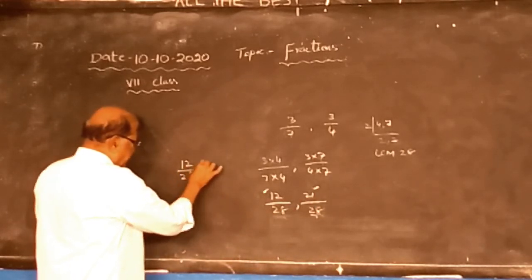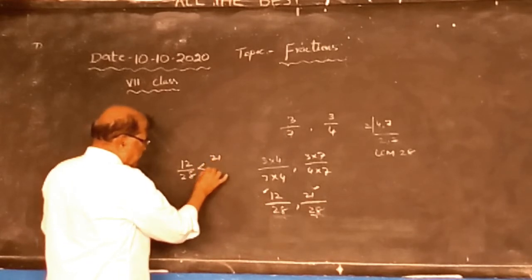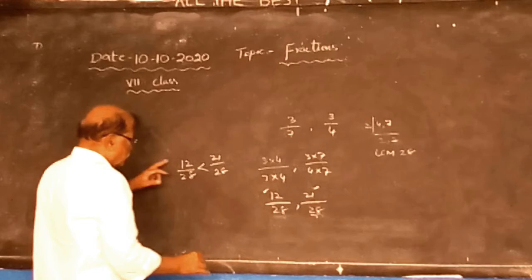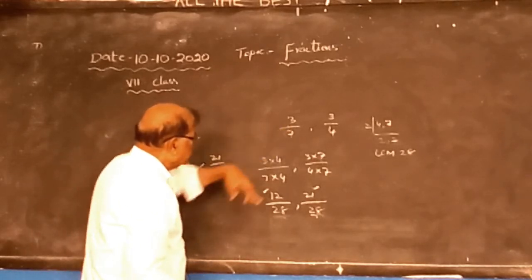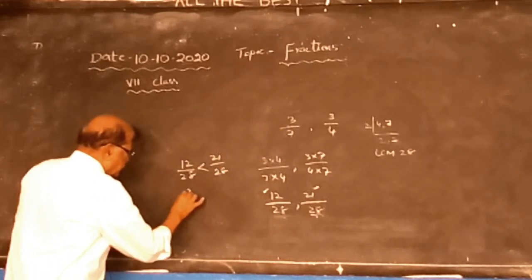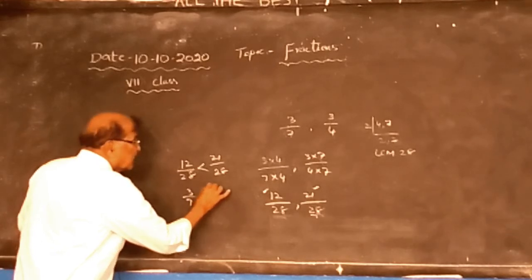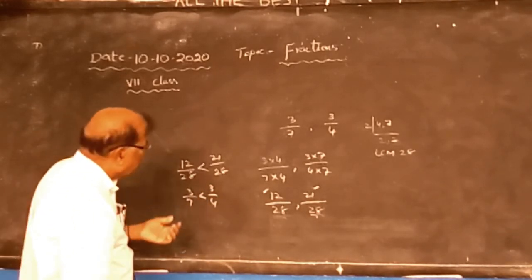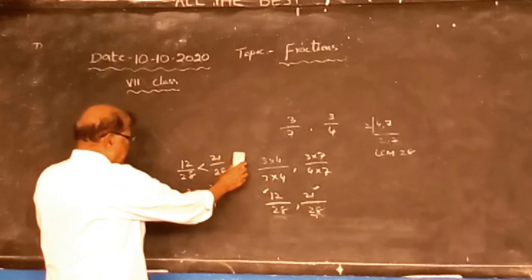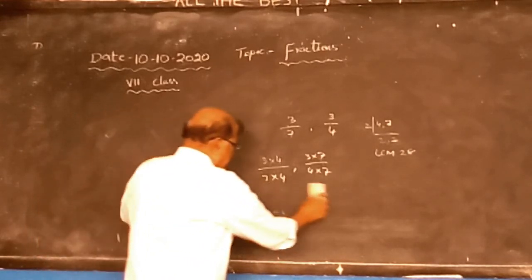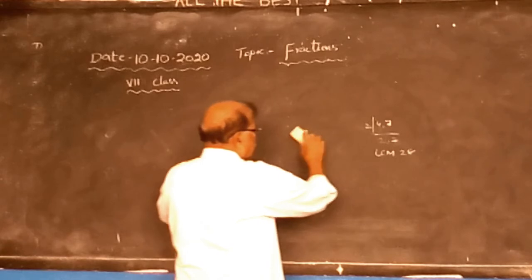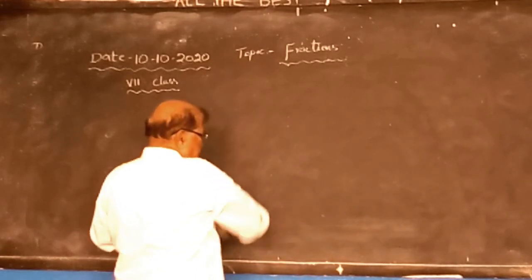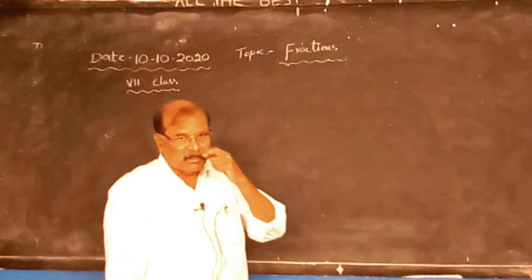12 by 28 is less than 21 by 28. So 12 by 28 is equal to 3 by 7, so 3 by 7 is less than 3 by 4. So whenever you want to check whether two given fractions are comparatively less or more, the fundamental principle is we must make the denominators equal. Thank you.